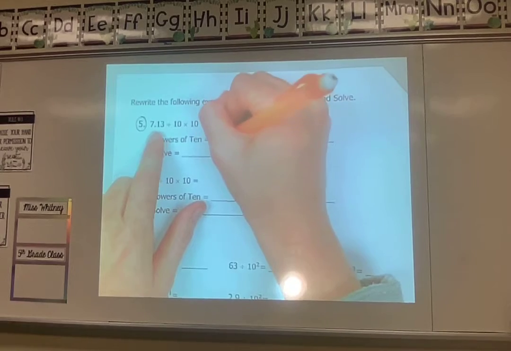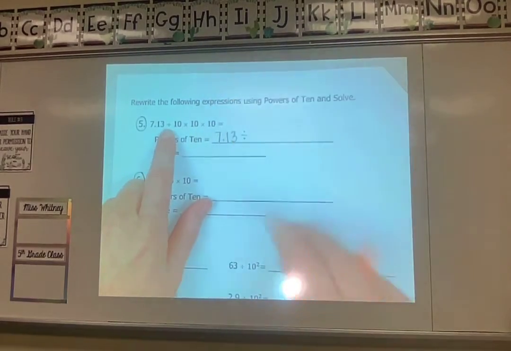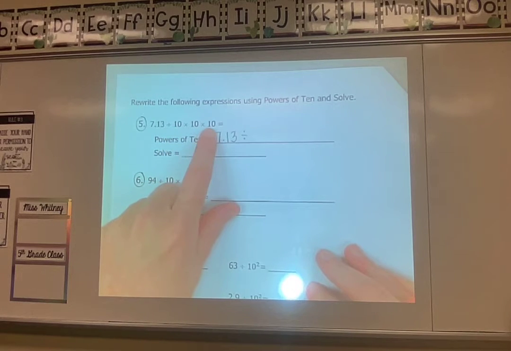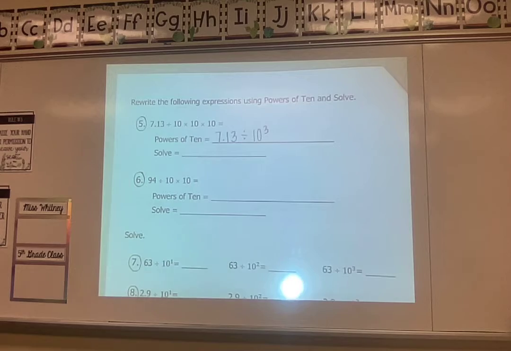So 7.13 divided by, then when I get to all of these 10s, instead of writing them out, I'm going to put them as a power of 10. So there's 1, 2, 3 of them. So that would be 10 to the power of 3. Then it wants me to solve using that.